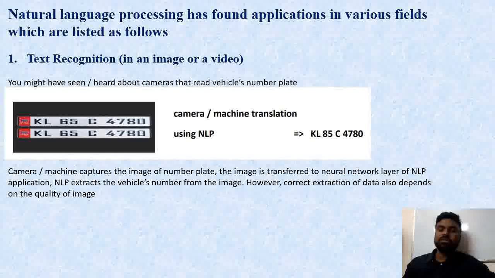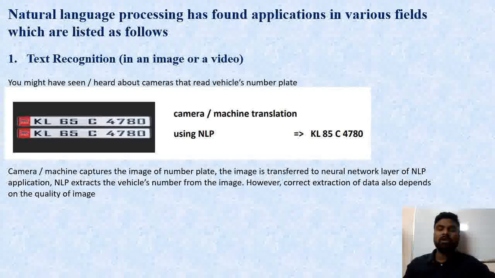In this, a camera or machine captures the image of a number plate, and this image is then transferred to the neural network layer of NLP. In simple words, once we take the image of the number plate of a vehicle, the numbers and alphabets in that number plate are recognized with the help of NLP. So NLP extracts the vehicle's numbers from the image. But a very important thing to know here is that if you want to correctly recognize the numbers given in the number plate, you will need a better quality of image. Correct extraction of data depends on the quality of the image. So with the help of NLP, we can recognize text from images or videos.